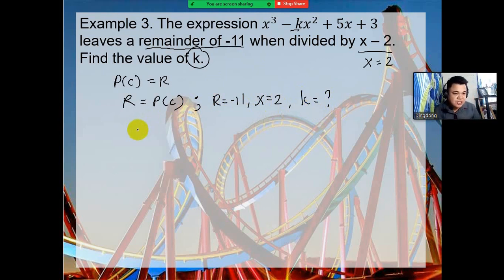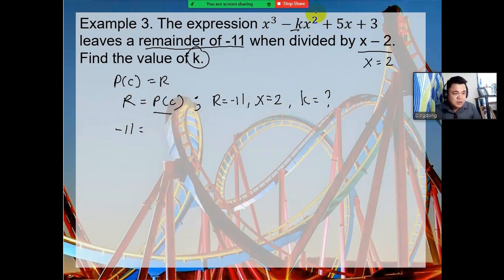Then the next thing is to substitute the values. Your R is negative 11 equals your P of C. It doesn't necessarily mean that you are going to substitute 2 to this C. X equals 2 is also your C. Then the next thing is you will be substituting the values here, so the value of x here. So just change x to 2.